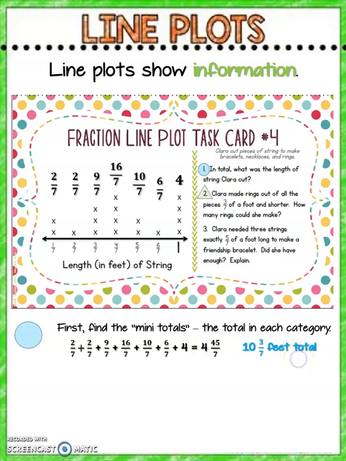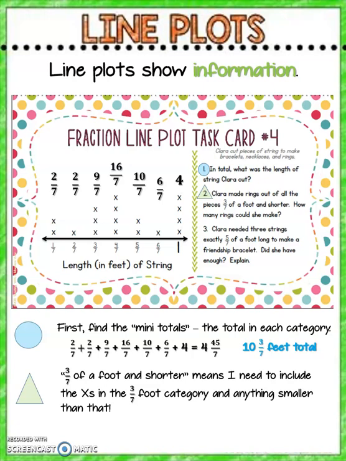Now I might also be asked a question like number 2, where it says Clara made rings out of all the pieces 3/7 of a foot and shorter. How many rings could she make? Well, I know the phrase 3/7 of a foot and shorter means that I need to include the X's in the 3/7 foot category. So when it gives you a certain amount and then has that word and, it wants you to include this category as well.